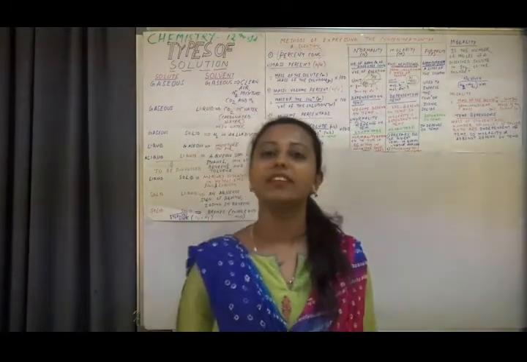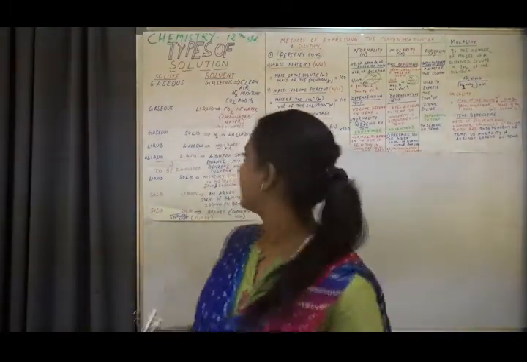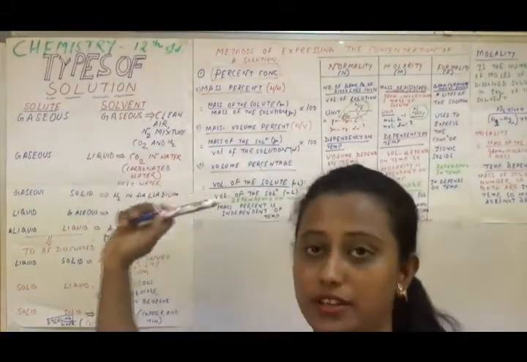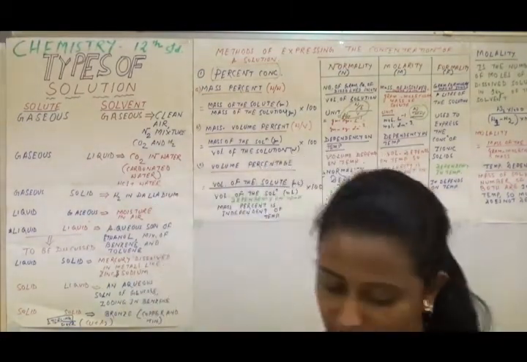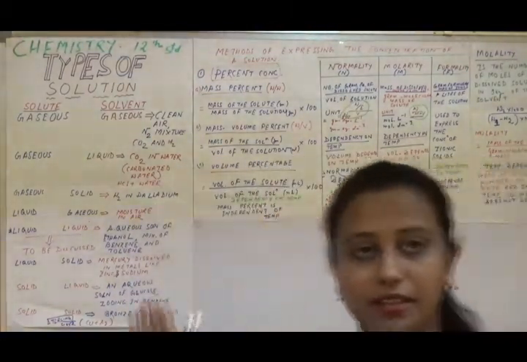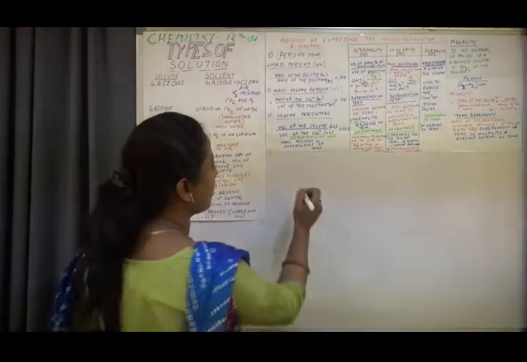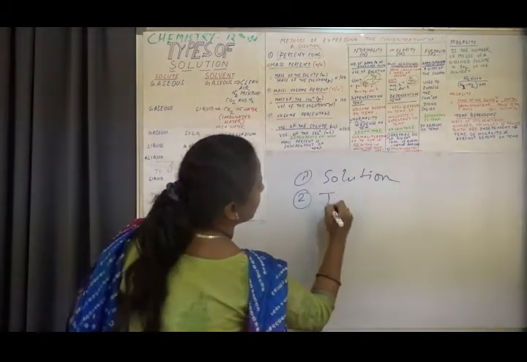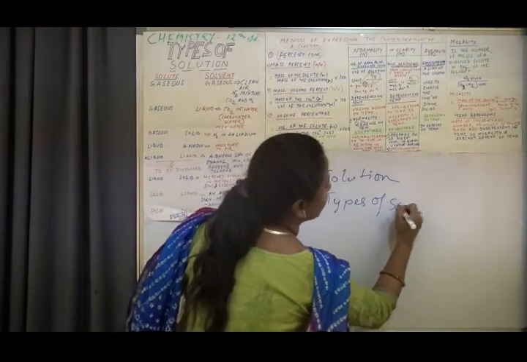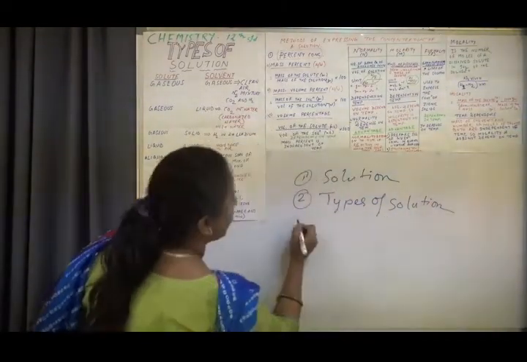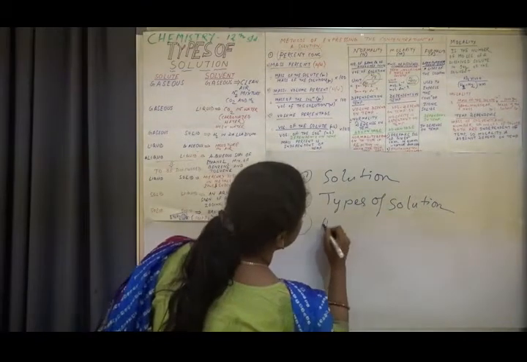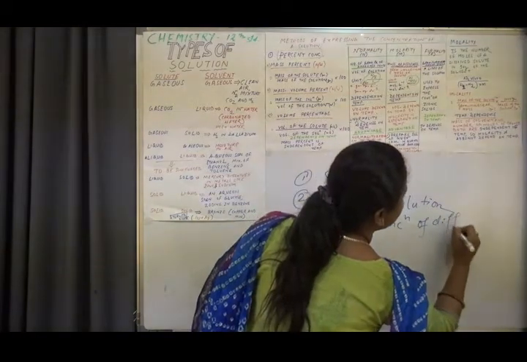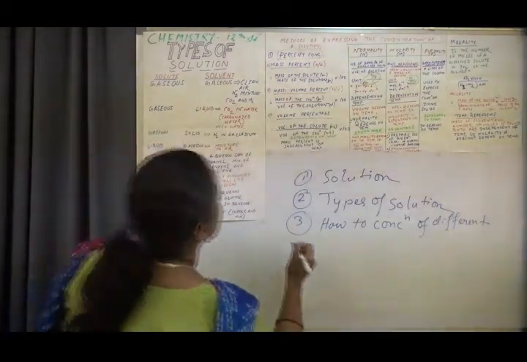Today I am here with a very important topic of class 12, the second chapter of chemistry, which is solution. In this topic we will be covering various topics. One is solution, then types of solution, then how to find out the concentration of different solutions.